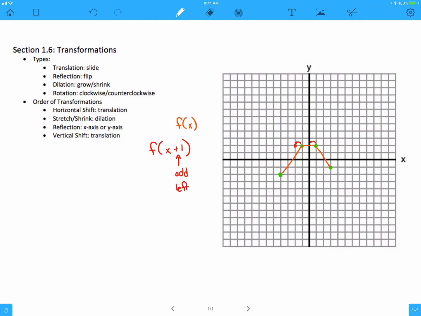This coordinate will move over to the left. This coordinate will move over to the left. And this coordinate will move over to the left. And so now we have a brand new graph.